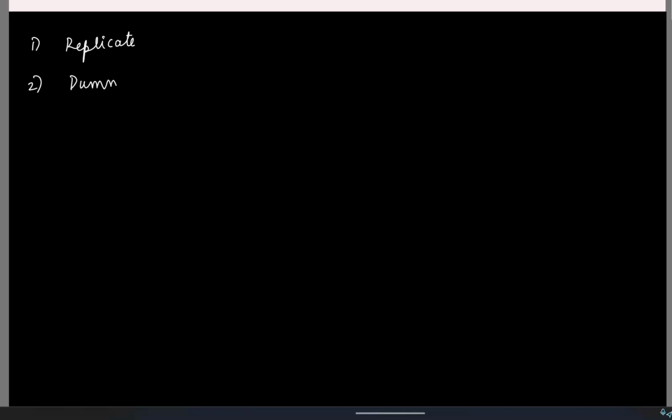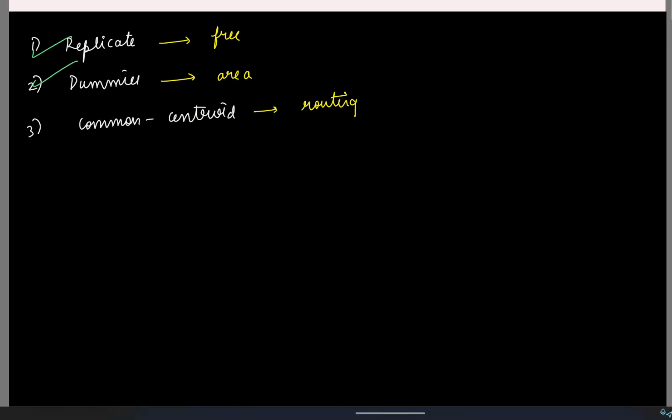Always use dummies, and try to do common centroid if matching is really critical. If you think about it, the first two basically come for free. You're not losing anything, right? There are basically no penalties. If you put dummies, you are spending some area, and common centroid routing becomes more complex. So the first 2 we can always do. Common centroid you do if it's really required, because if you have a lot of devices, connecting them might become very complicated. So it again depends on a case by case basis.